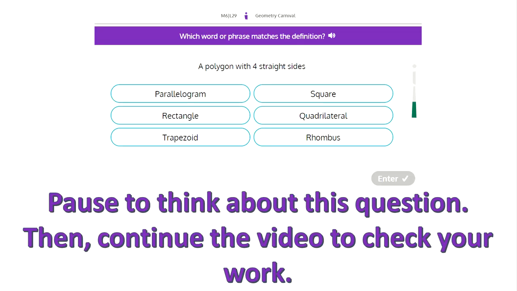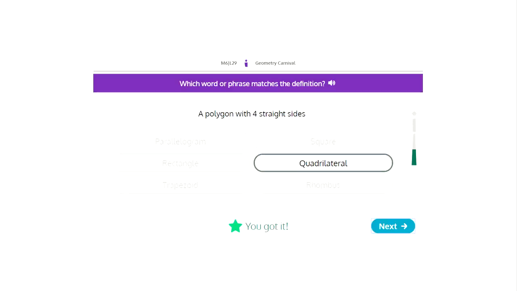Our next definition is a polygon with 4 straight sides. I want you to pause, think carefully, and then unpause to check your answer. That's right, it is a quadrilateral. A polygon, remember, is just a multi-sided figure with straight sides. And in particular, a polygon with 4 straight sides is, of course, a quadrilateral.